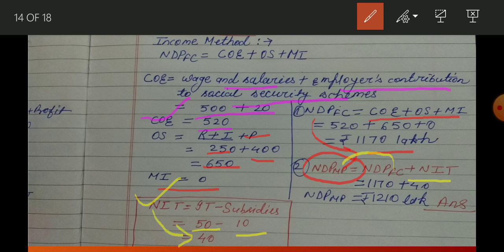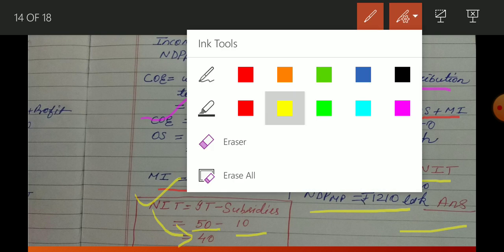Now when we add this 40 to the value of 1170, meaning the value of NDP FC, we get the value of NDP MP. That is, the value of net domestic product at market price is 1210. This is your answer. Okay, so note down this answer. Yeah, take a screenshot.